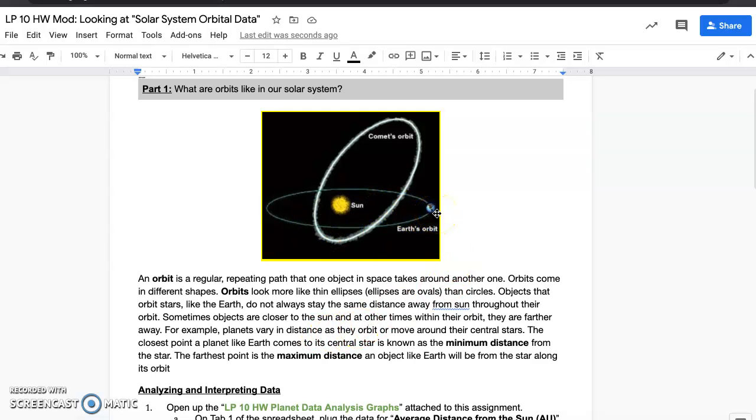The closest point that a planet like Earth comes to its central star is known as the minimum distance to the sun. Like here, if you can see where my cursor is, you would see it's a lot closer to the sun than it is here. So this might be one of the minimum distances to the sun. However, the maximum distance would be its farthest point away from the sun.